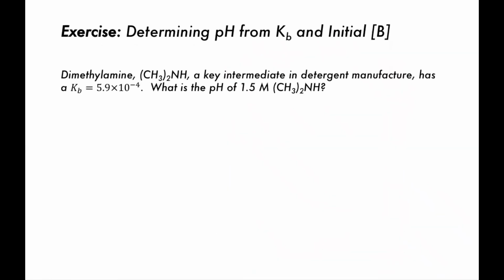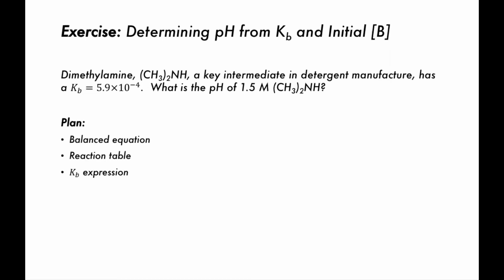So, determining pH from Kb and initial B concentration. Dimethylamine, which we've already seen, is a key intermediate in detergent manufacture and has a Kb equal to 5.9 times 10 to the minus 4. We're asked, what is the pH of 1.5 molar dimethylamine?